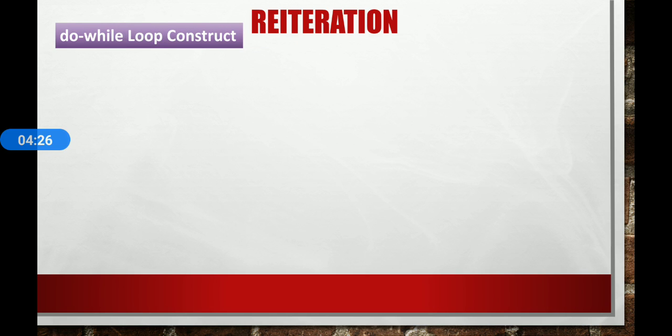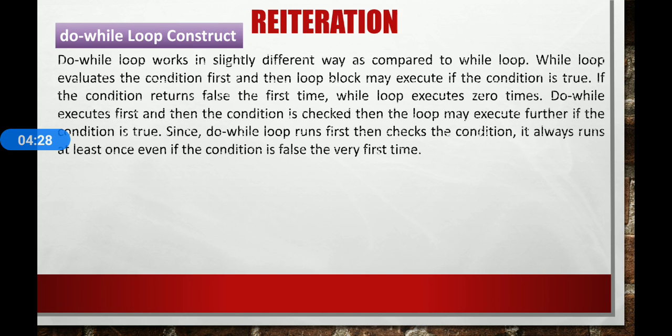Next is the do while construct. The do while loop works in a slightly different way compared to the while loop. The while loop evaluates the condition first and then the loop block may execute if the condition is true. It may be that the condition is false for the very first time and the while loop may not execute at all. If the condition returns false the first time, the while loop executes 0 times.